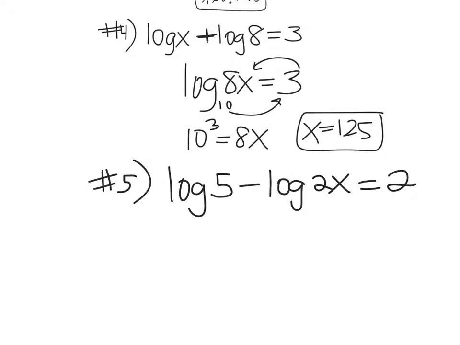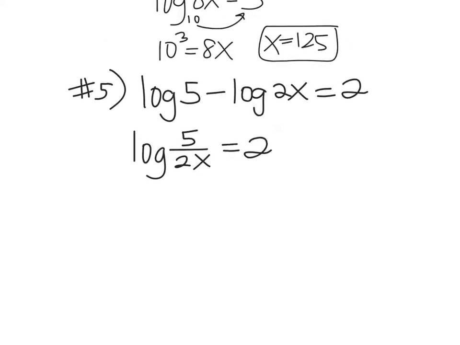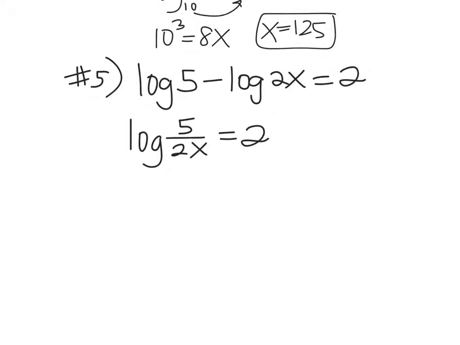So we have a subtraction here in between our logs, and we're going to combine this into one single log of 5 over 2x. Is everyone okay with that step? Yeah, that's using our property that says minus turns into division. All right, so now let's rewrite this in our log form.